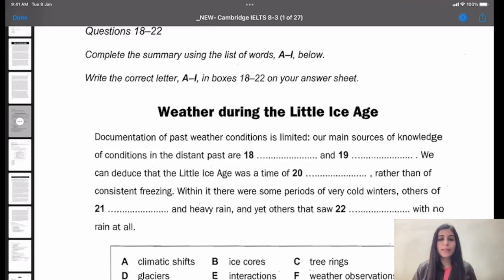I am back with another type of question in the guided reading practice series, which is summary completion. So, today we'll be taking care of this kind of question. I am covering Book 8, and this is Test 2, Passage 2.